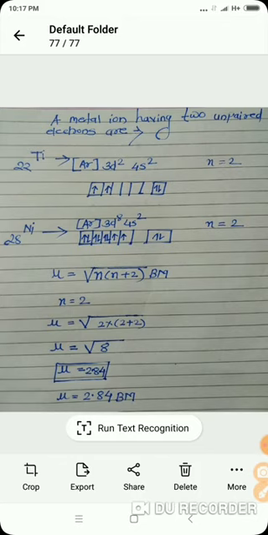So in this way today we learned the spin only formula, and by this spin only formula we can easily determine the magnetic moment of any transition metal atom or metal ion, and also we can find the number of unpaired electrons.